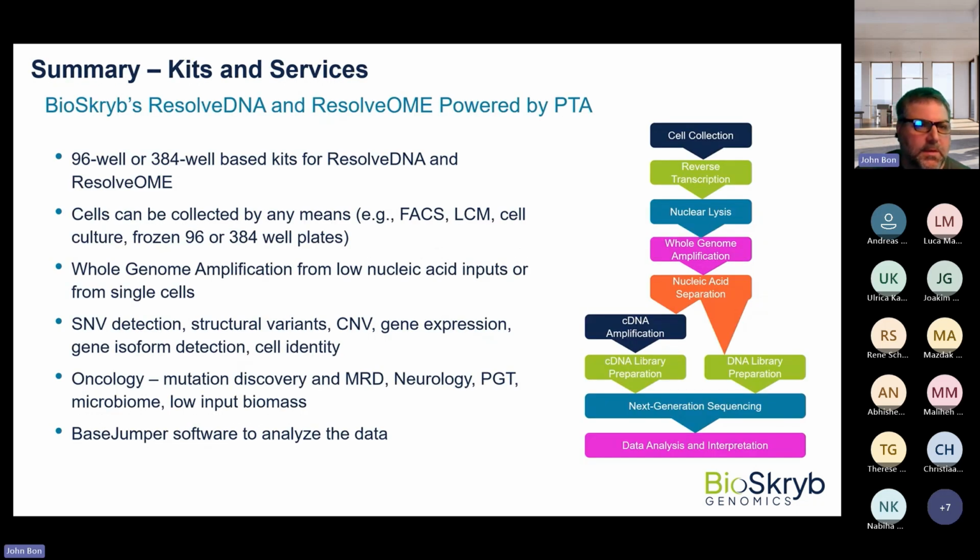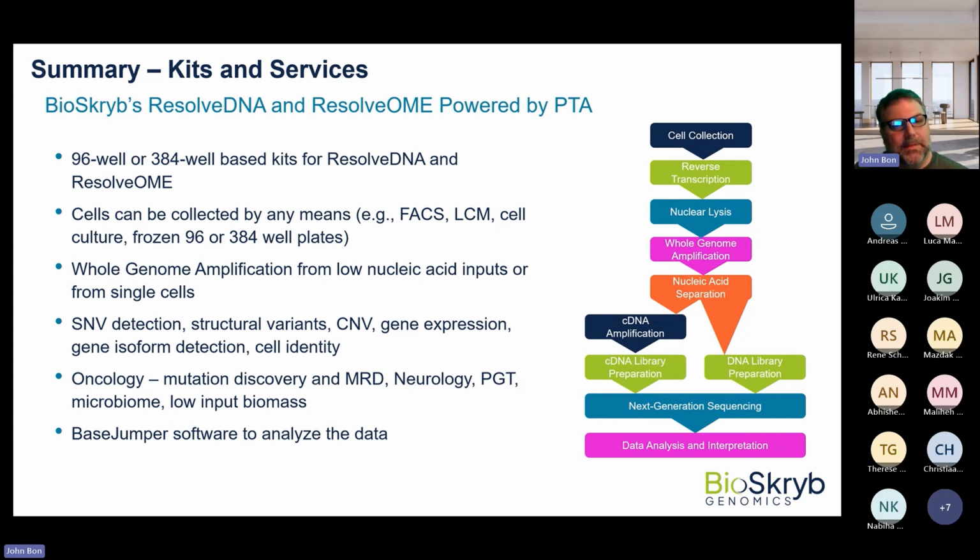With that being said, I want to give a nice summary here. So we have two products: the ResolveDNA and ResolveOME, both powered by PTA. We also talked about that BioSkryb also offers services just like Techtum does. The flavors of our kits are 96 reaction and 384. So they're plate-based reactions, and you have to get cells into wells using FACS or some other means. And our technology works best with fresh or fresh frozen viable cells, because we're trying to get the whole genome amplified and the full-length transcriptome.